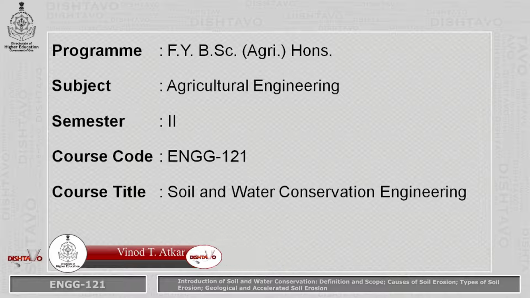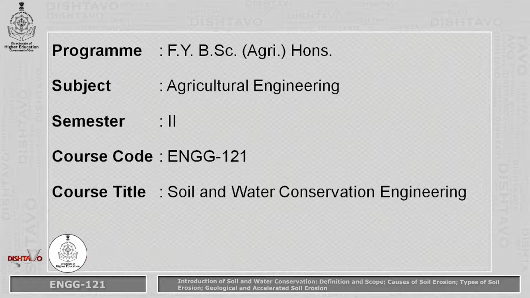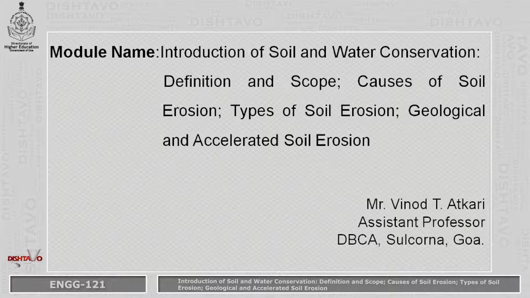Here, today I will take module number 1 on Soil and Water Conservation Engineering subject. Course code is Engineering 121 for second semester of first year BSc Agriculture Honours. Name of the module: Introduction of Soil and Water Conservation, Definition and Scope, Causes of Soil Erosion, then types of soil erosion, geological and accelerated soil erosion.